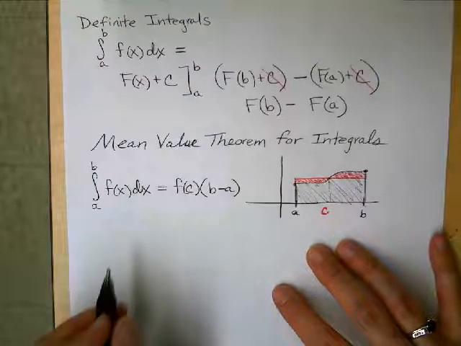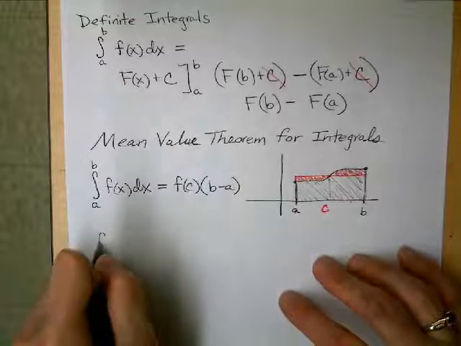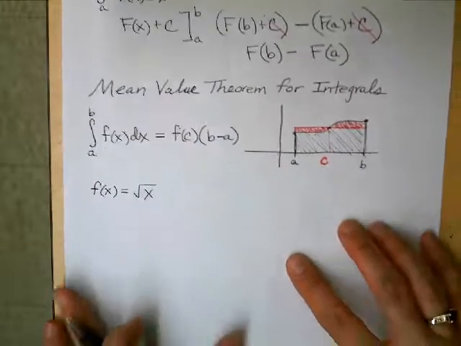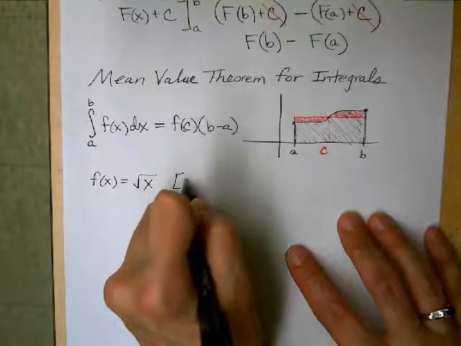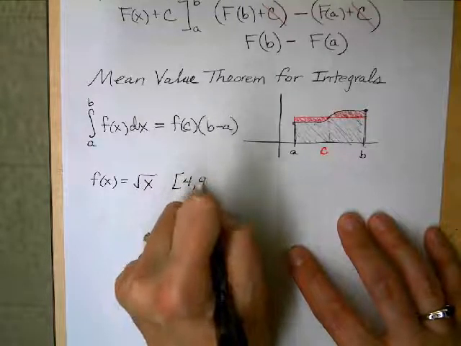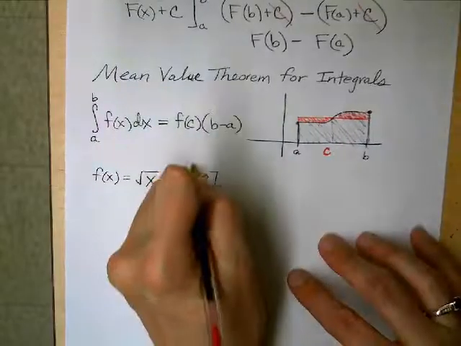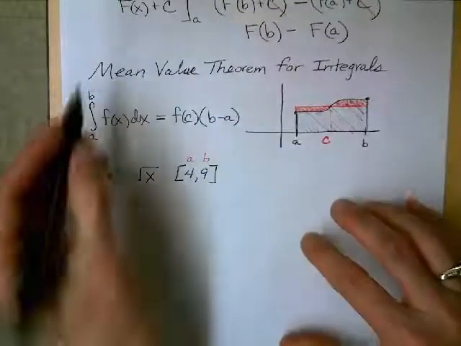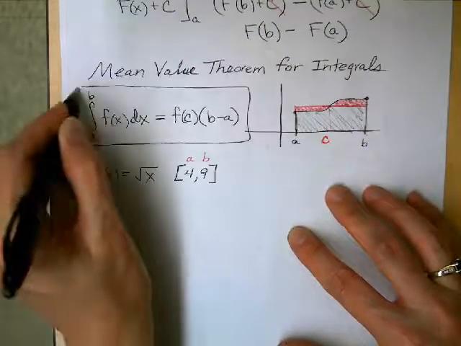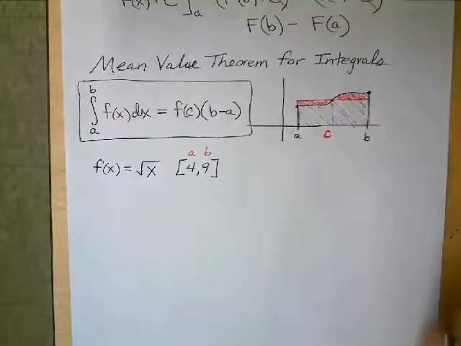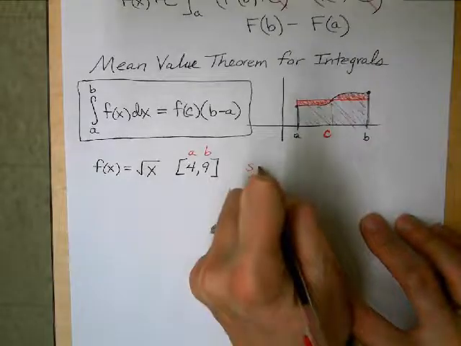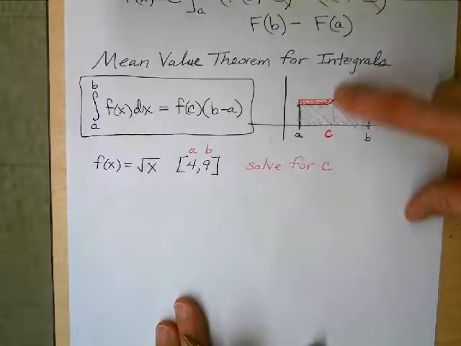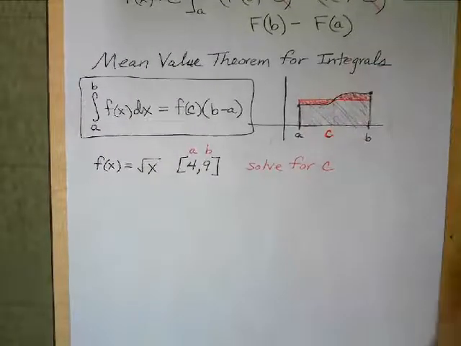Let's try this mean value theorem on an actual problem. Let's say you had f of x equals the square root of x, and I want to look at this function on the interval 4 to 9, A to B. I want to see if I can use this formula and solve for c. Where is the spot between A and B where it has a rectangle with a certain height?